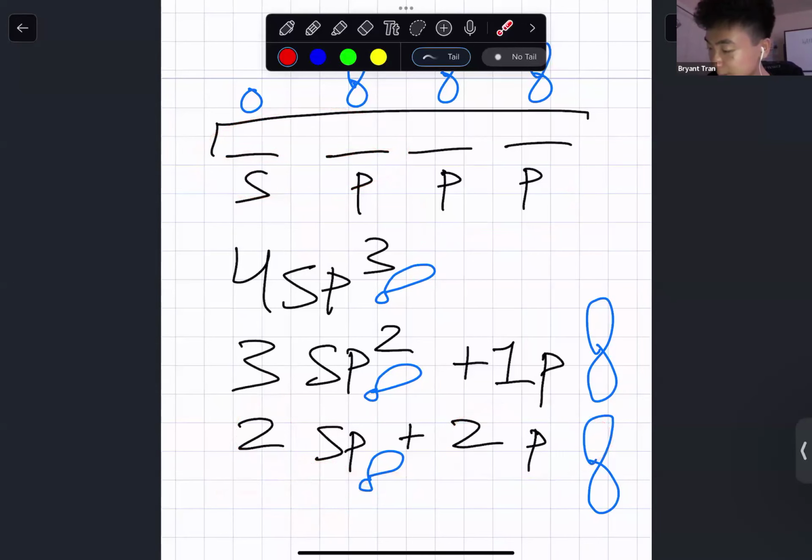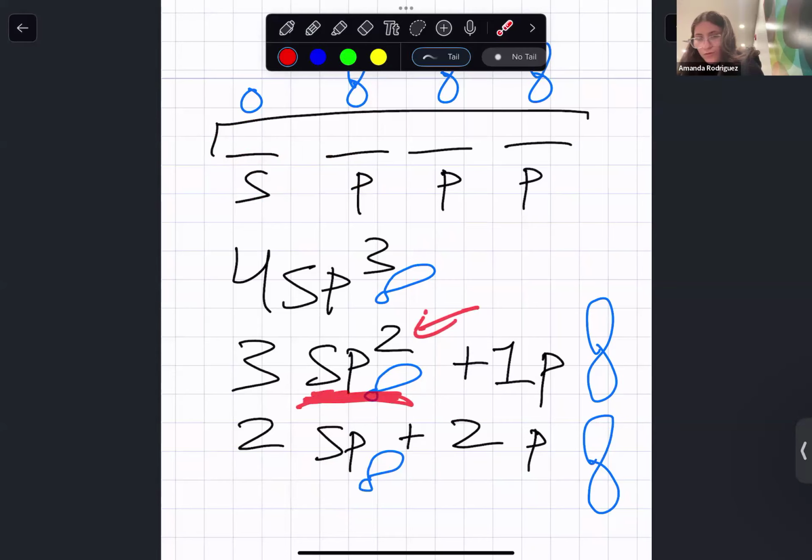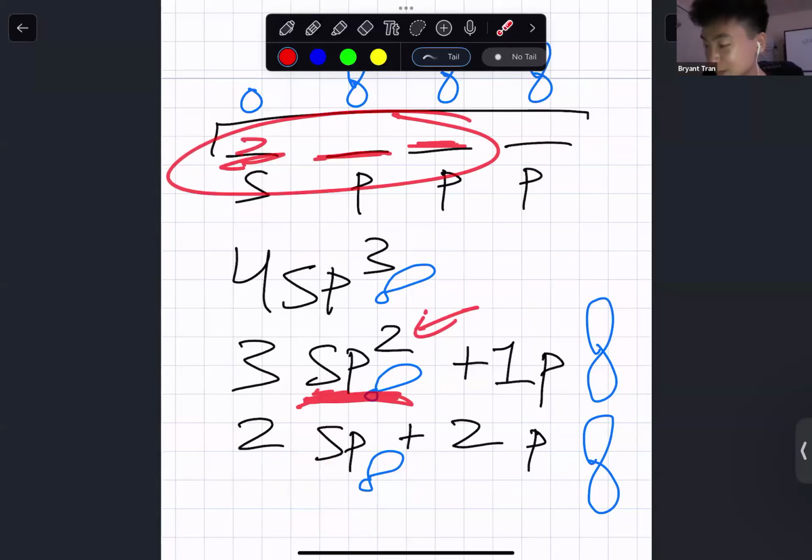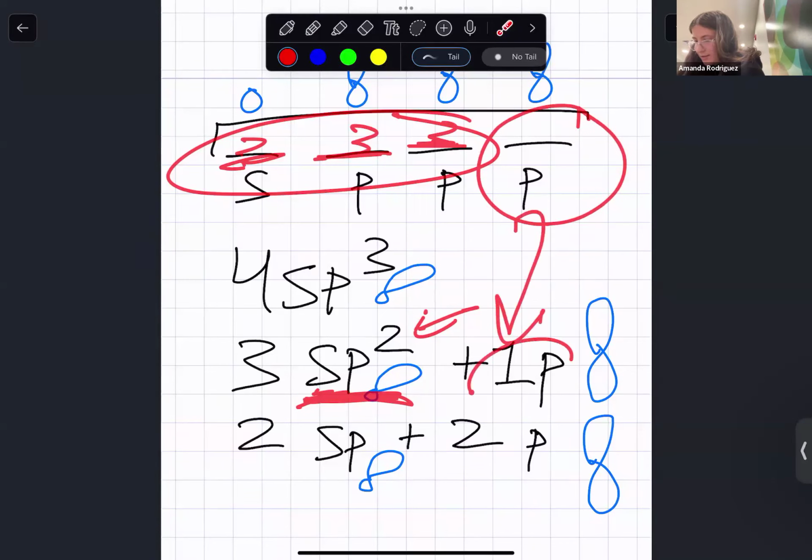Now let's look at sp2. How many s orbitals for sp2? One. How many p orbitals for sp2? Two. Right? How many in total? Three, right? So when something is sp2, there's three sp2 orbitals. How many unhybridized p orbitals? How many p orbitals did not hybridize? One. Which is this one right here, right?